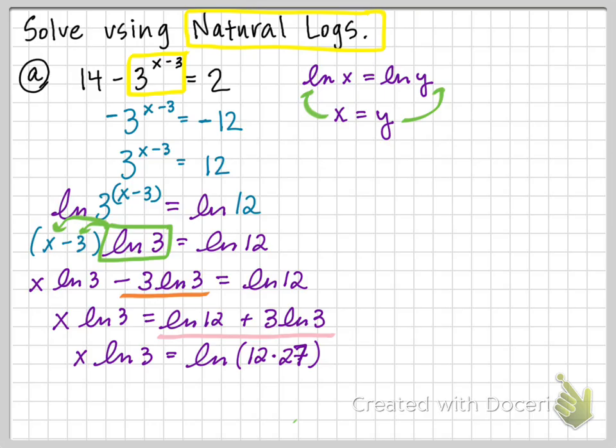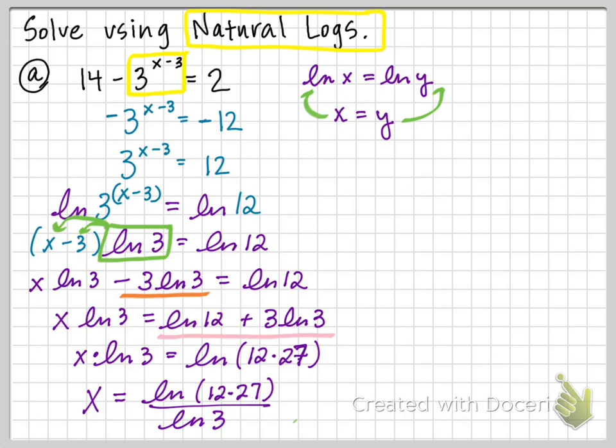From there, to get x by itself, I have to understand that x is multiplying the natural log, so I can divide both sides by natural log of 3. So I'm going to get x is equal to the natural log of 12 times 27 divided by the natural log of 3. Some students think that you can actually divide the 12 and the 3. The answer to that is you cannot. So this would be my final answer. You could multiply 12 times 27, but I'm not going to.